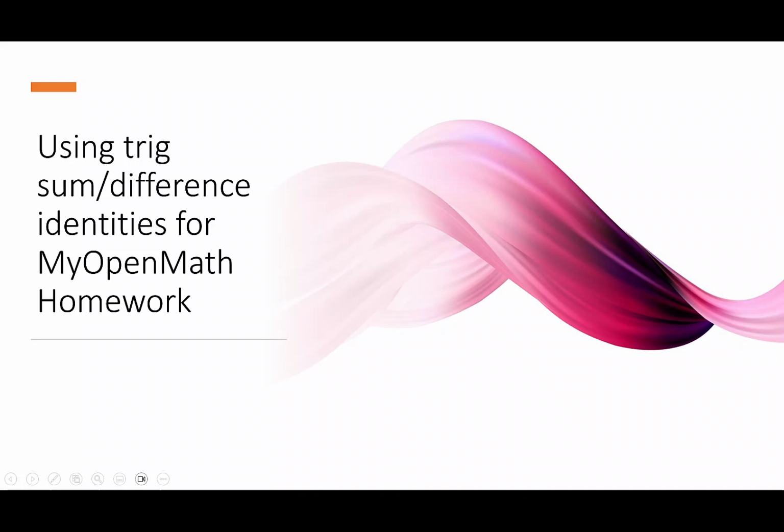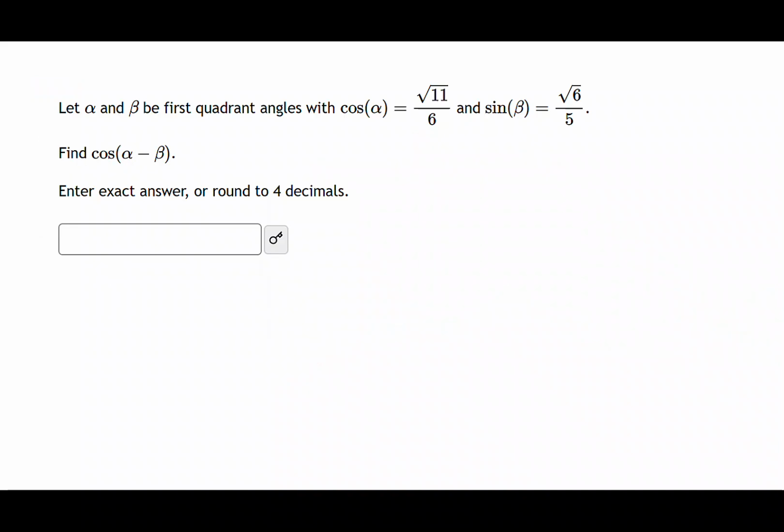Hi everybody, we're going to look at using the sum or difference identities for MyOpenMath homework. Here's the problem we're going to do. It says let alpha and beta be first quadrant angles with the cosine of alpha equal to the square root of 11 over 6 and the sine of beta is the square root of 6 over 5. We're supposed to find the cosine of alpha minus beta.